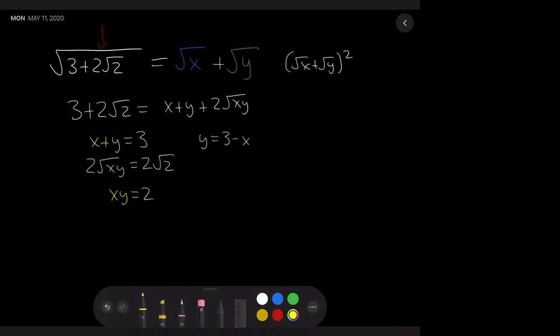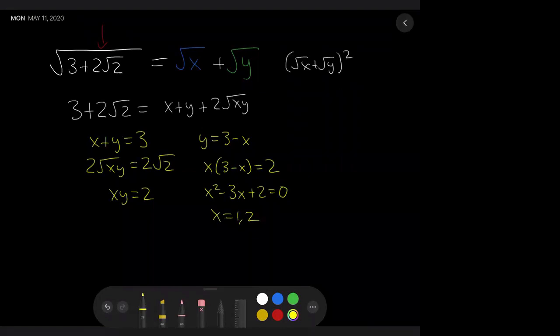And we can take our xy equals 2 and plug our expression for y into that. So we get x(3 minus x) is equal to 2. We can rewrite this by expanding and rearranging as x squared minus 3x plus 2 is equal to 0. If you use the quadratic formula on this, or if you factor this, you'll get x is equal to 1 or 2. Now, which one is x?